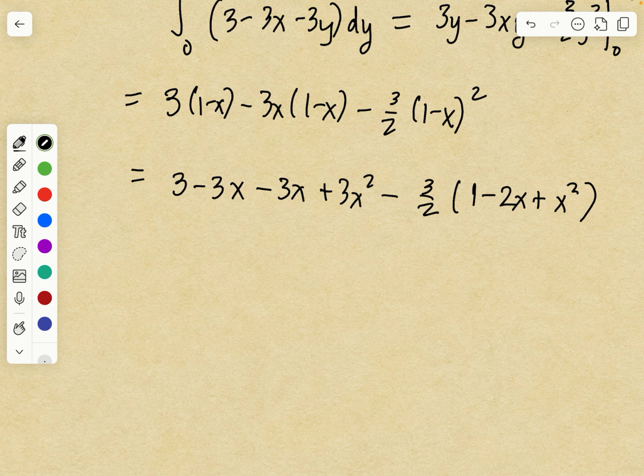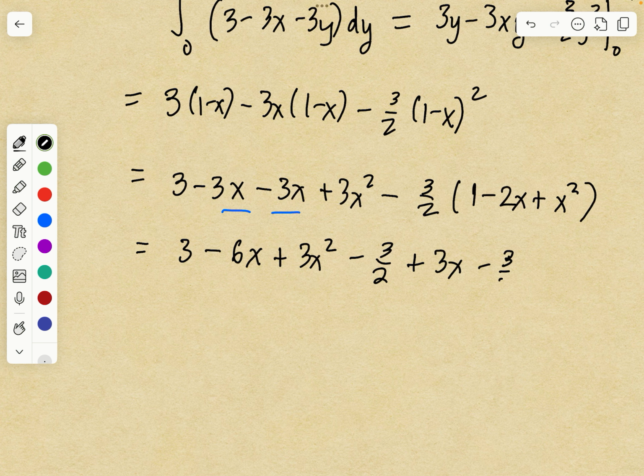Okay, what do we get? So we get 3 minus, so we have minus 3x minus 3x. So that's going to give us minus 6x plus 3x squared, and then minus 3 halves, and then plus 3x minus 3 halves x squared.